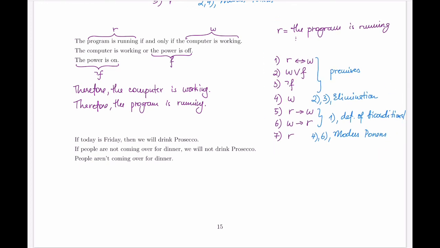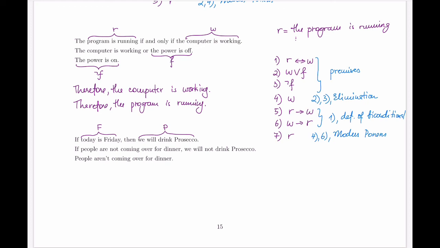In the last example here, if today is Friday, then we will drink Prosecco. If people are not coming over for dinner, we will not drink Prosecco. People aren't coming over for dinner. Sad day for us. Once again, let's label things. Today's Friday will correspond to F. It's capital F. I'm going to keep it as a capital F. We will drink Prosecco will correspond to the capital P.